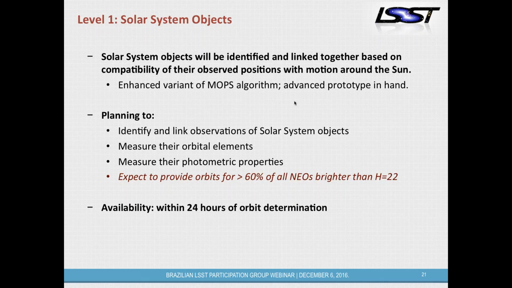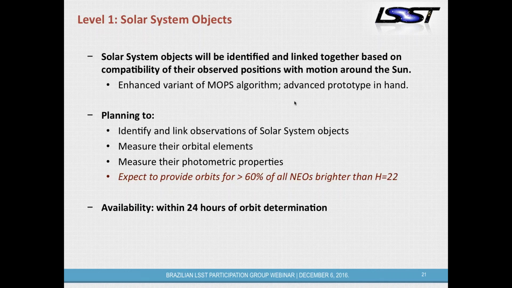For those of you who work with asteroids, you may have heard of MOPS, the Moving Object Processing System algorithm. We have an advanced prototype of that code in hand, and we plan to identify and link observations of solar system objects. By the end of the survey, we expect between 6 and 10 million new asteroids discovered by LSST, with measurement of their orbital elements and photometric properties.